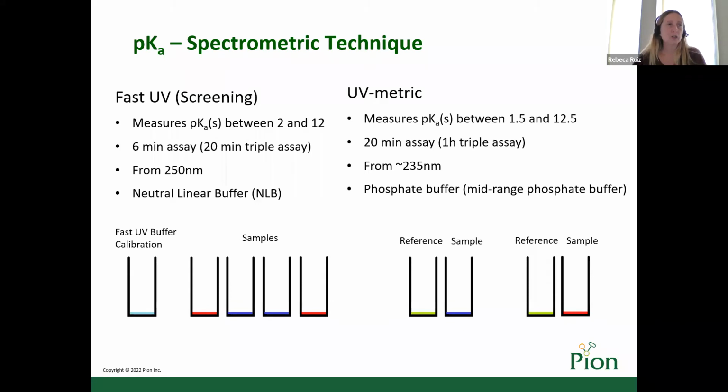UV metric uses phosphate buffer. pKa's can be measured between 1.5 and 12.5 or even lower and higher than this pH range. The titration is 20 minutes per titration. The duration is longer as the pH readings need to stabilize, and the minimum wavelength is around 235 nanometers.